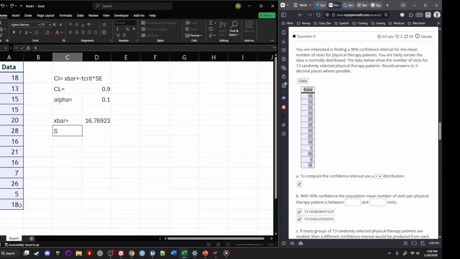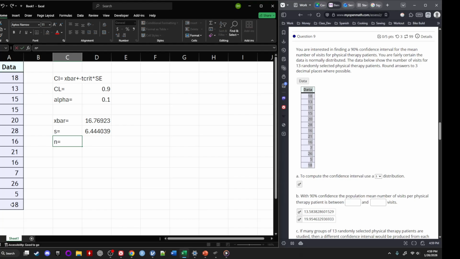Now, we need the standard error, but we don't quite have the standard error yet. The first thing that we need to do is get our sample standard deviation. So we can just say stdev.s for the standard deviation of the sample, and we grab our sample. All right, so there's our sample.